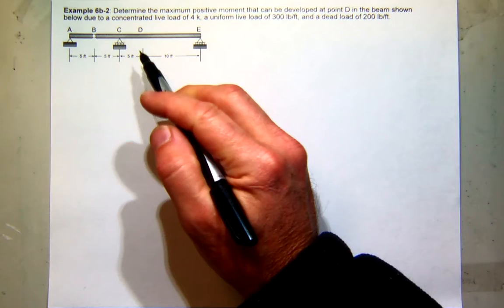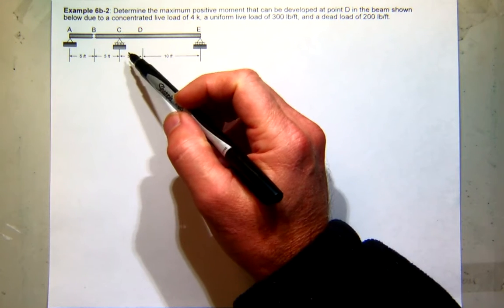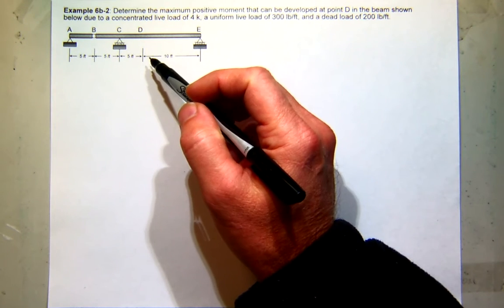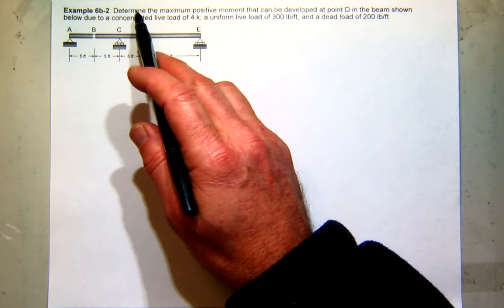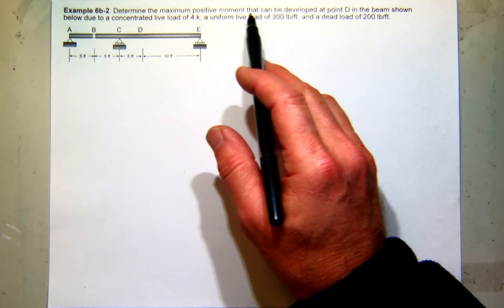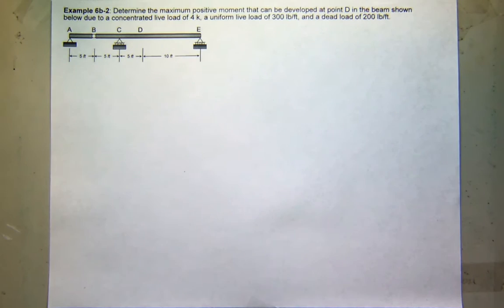Okay, so let's work this problem. This will be the first problem we work where we'll use the Mueller-Breslau principle to help us draw the influence line. To get started, we want the maximum positive moment that can be developed here at point D in the beam.